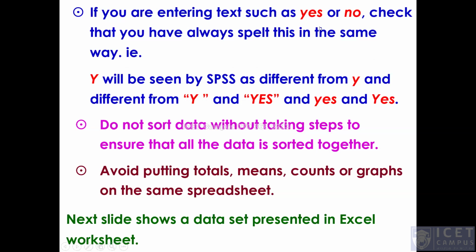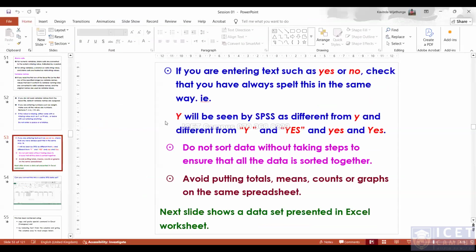Next one. If we are entering text such as yes, no, check you have always spelled the name the same way. Y is for yes, N is for no. Otherwise we can do it like this, we can also enter it with Y.